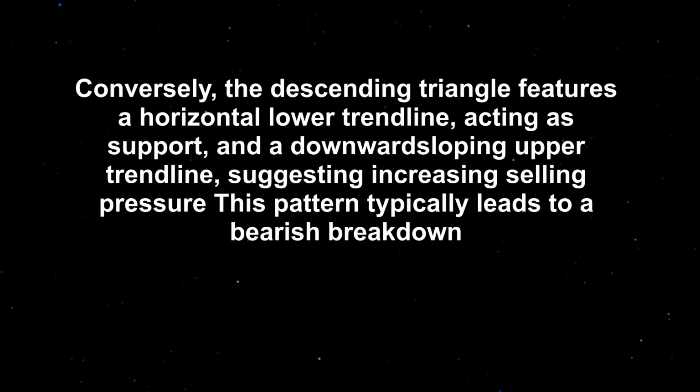Conversely, the descending triangle features a horizontal lower trend line, acting as support, and a downward-sloping upper trend line, suggesting increasing selling pressure. This pattern typically leads to a bearish breakdown.